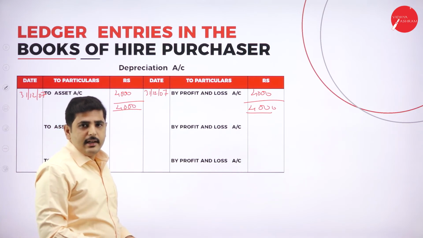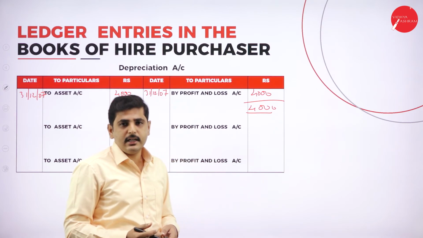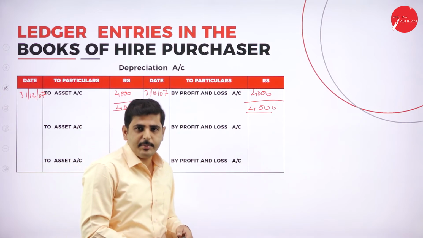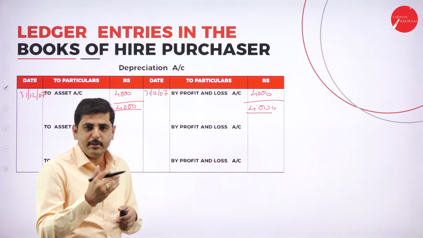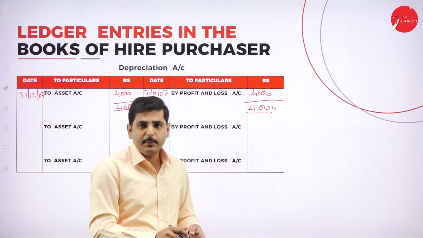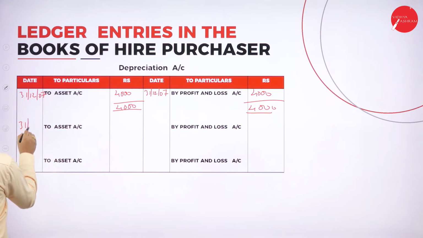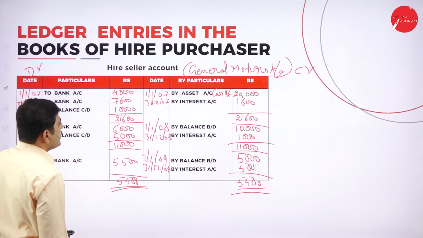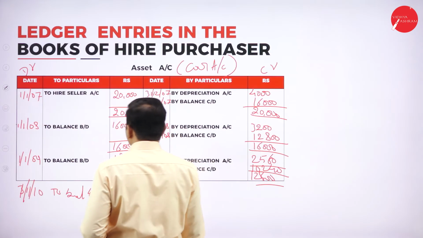Again come to the next year. Again next year also the same entries in the journal entries. What is the journal entry where you will show the depreciation while charging it? That means depreciation account to asset account. Then that same depreciation will be transferred to profit and loss account. That means profit and loss account to depreciation account. Next one, 31st 12 2008 to asset account. What is the second year depreciation? The second year depreciation is 3200.